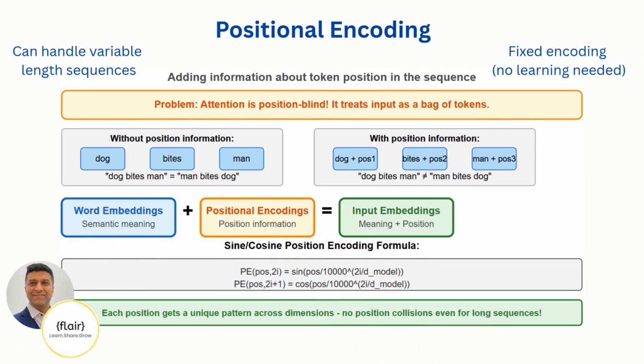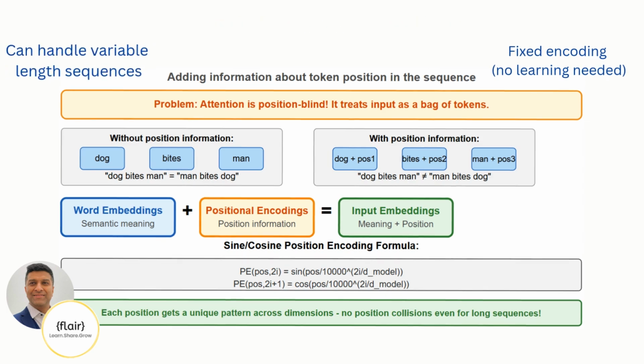But wait, how does the model know word order? Attention itself doesn't care about sequence. That's why we add positional embeddings, special vectors that encode each word's position. Without this, "dog bites man" and "man bites dog" would look identical to the model. These embeddings can be fixed mathematical functions or learned during training. They are added directly to word representations, giving the model that crucial sense of sequence.